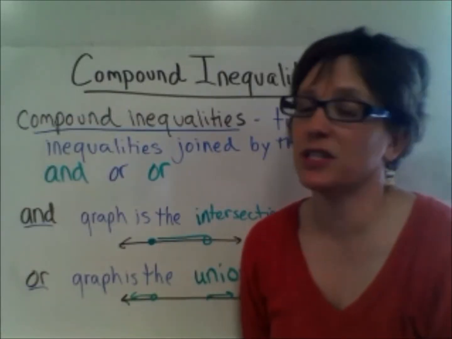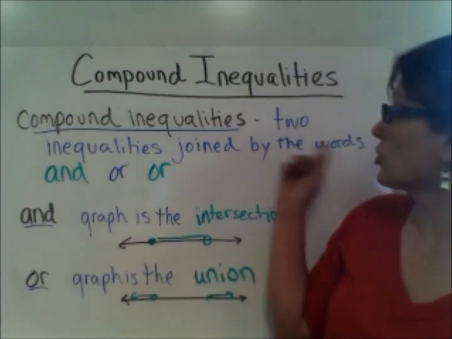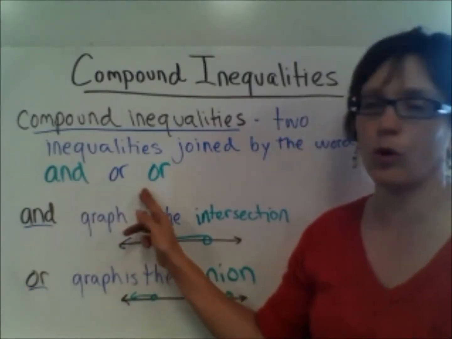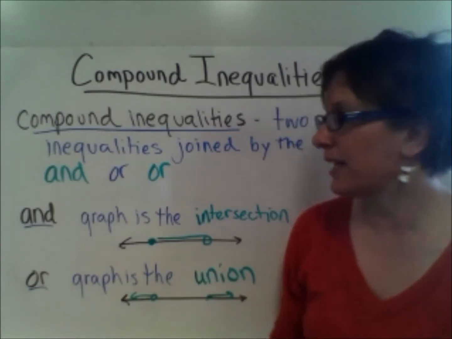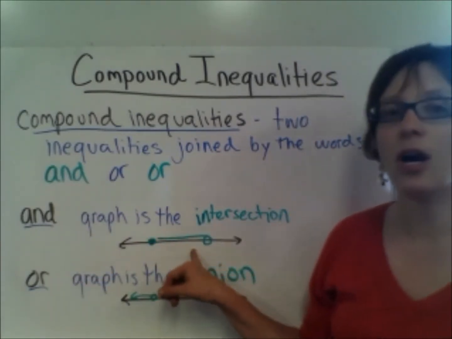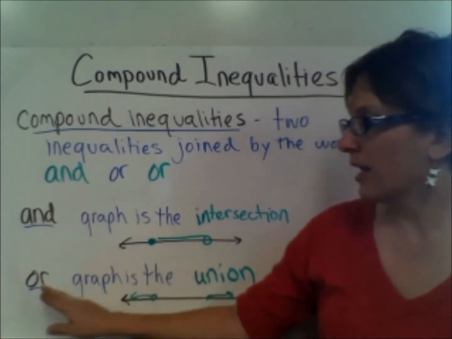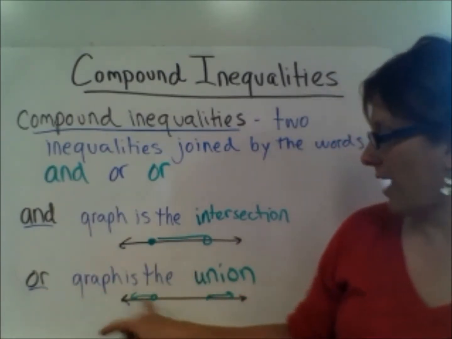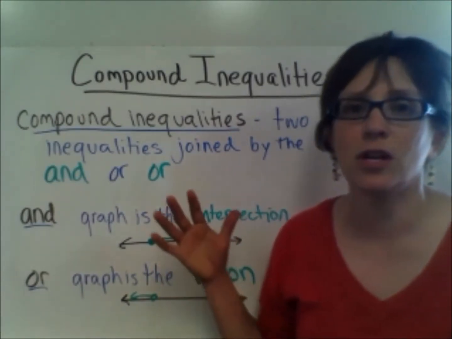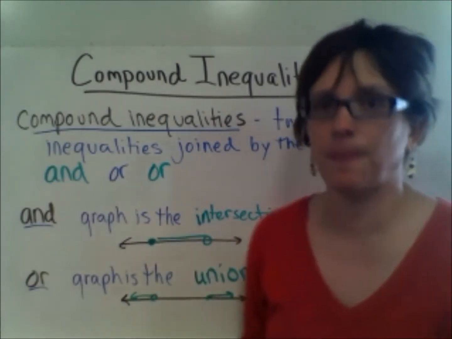Compound inequalities. Compound inequalities are two inequalities joined by the words and or. If it's an and inequality, the graph is going to be the intersection of the two inequalities. If it's an or, the graph is going to be the union of the two inequalities. Union means both of them put together.